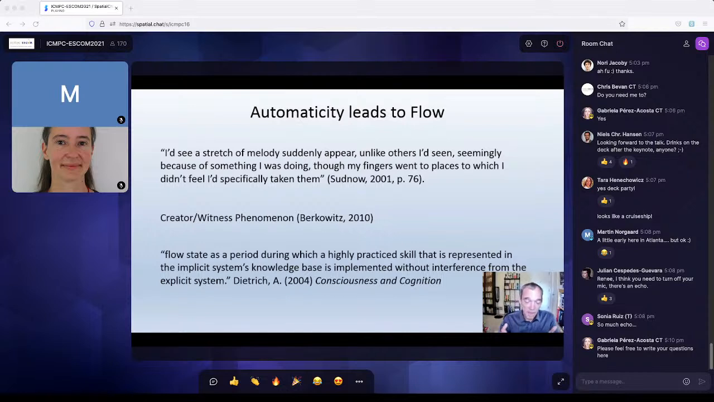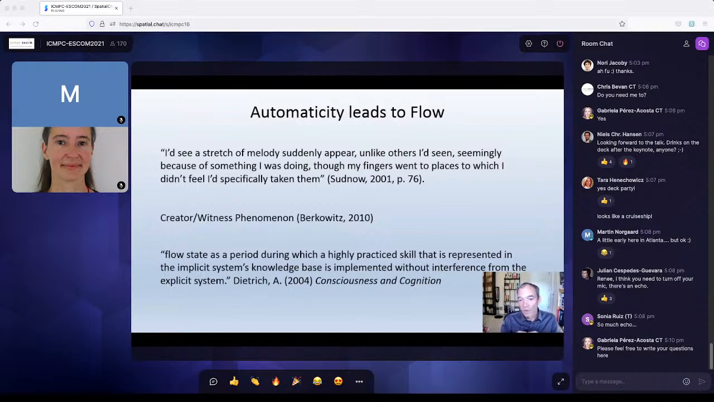This was after this study, I collected this. So in his amazing book, Berkovich talks about this creator-witness phenomenon. He interviewed classical improvisers improvising in the Western classical tradition, and they also described this idea of their fingers kind of moving along on their own, and they're kind of watching their own fingers. And similarly, in his account of his own learning, Sudnow describes when he gets to the advanced stage of learning to improvise in the jazz style, how it's like watching my fingers do their thing.